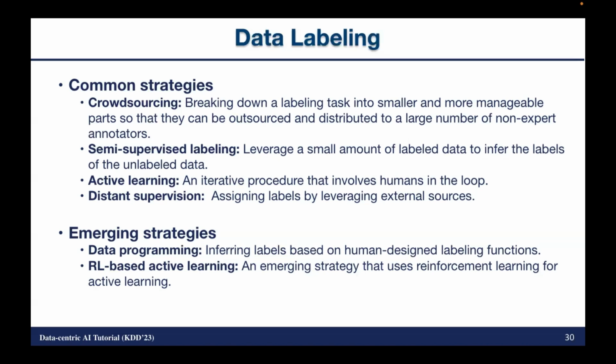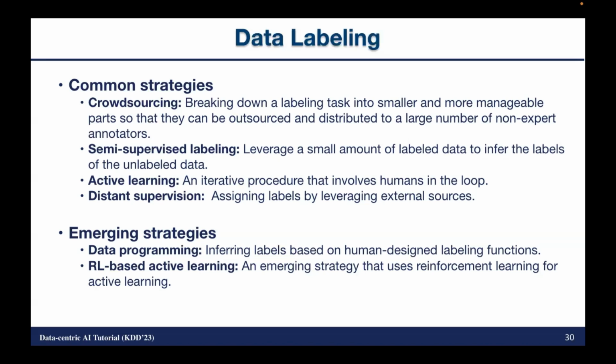And the final one is distant supervision, which has also been very hot since decades ago. The idea is to assign labels by leveraging external sources. As an example, we can use a large language model to do some labeling, right? Given some text data, we just use a prompt like, could you tell me the sentiment of this sentence? And then the large language model can say, okay, it's neutral, positive, or negative. So this is an example of distant supervision.